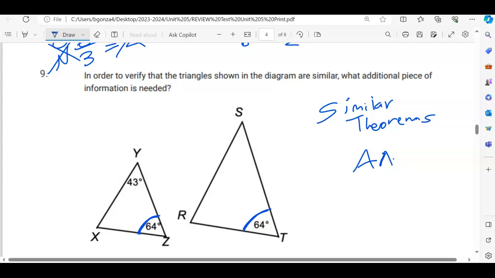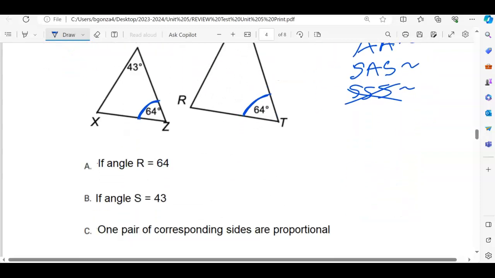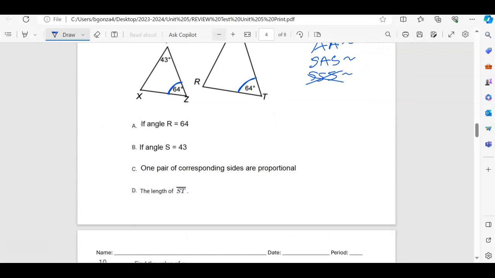AA, we know SAS, and we know SSS, right? So right now, if we only have one pair of congruent angles, it's not going to give us SSS unless we are given all three sides, right? So what could help us?